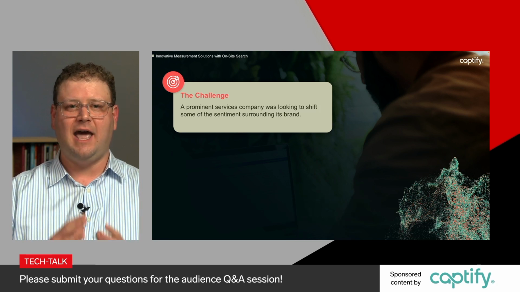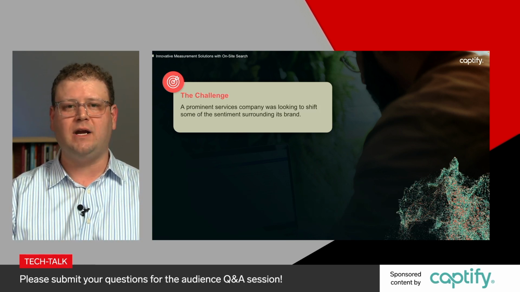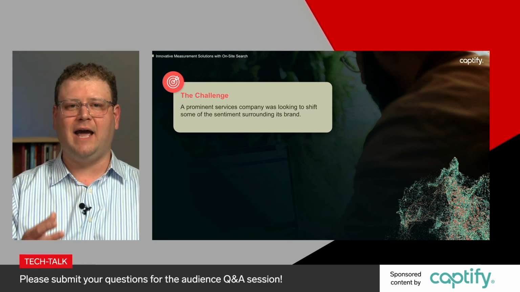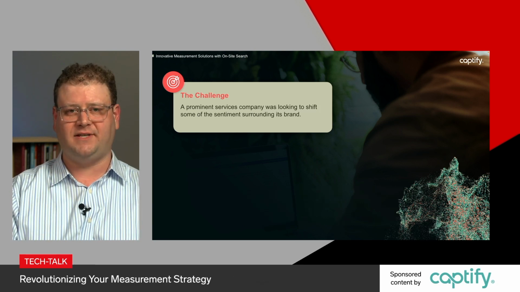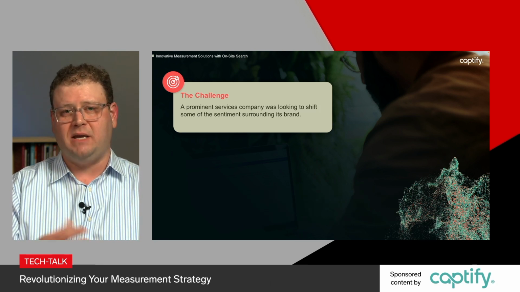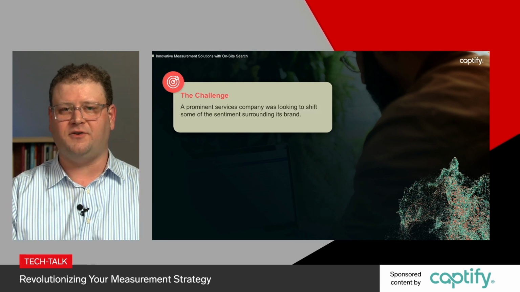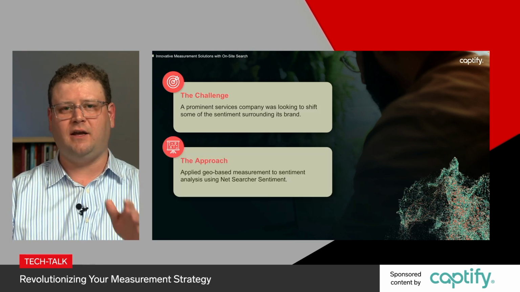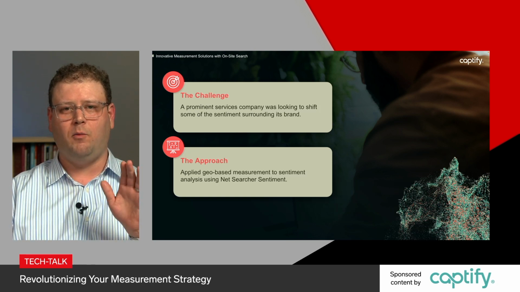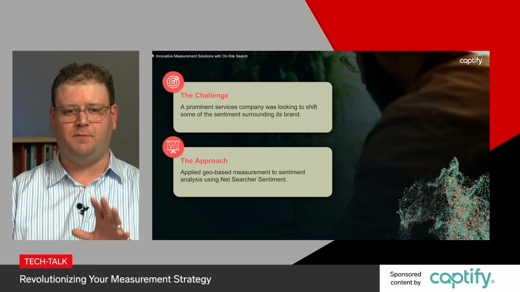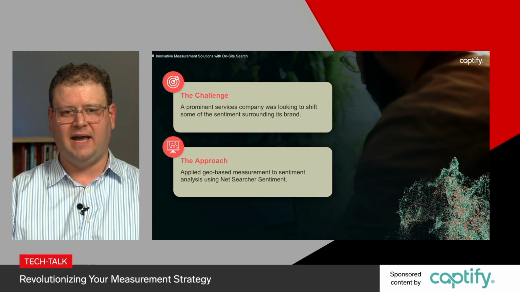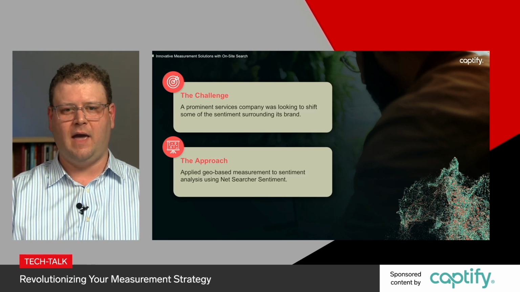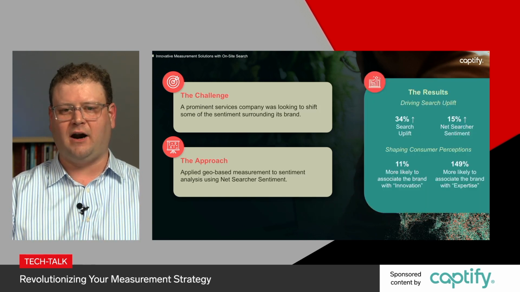What's that difference? And that gives us net searcher sentiment, which is really this metric that at a glance lets you understand the overall sentiment towards your brand using people's actual search behavior, not the things that they're saying in a survey. So we brought that in here and leveraged it using Net Promoter Score with the specific exposed markets to bring that geo-based analysis.